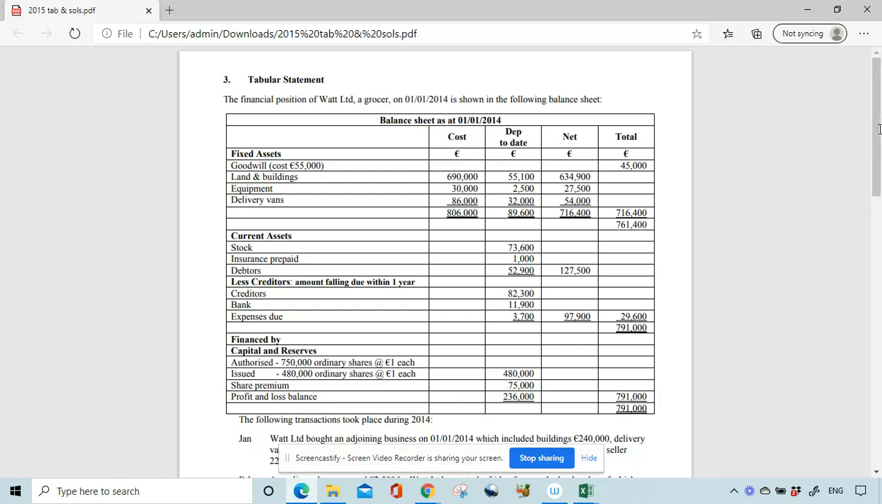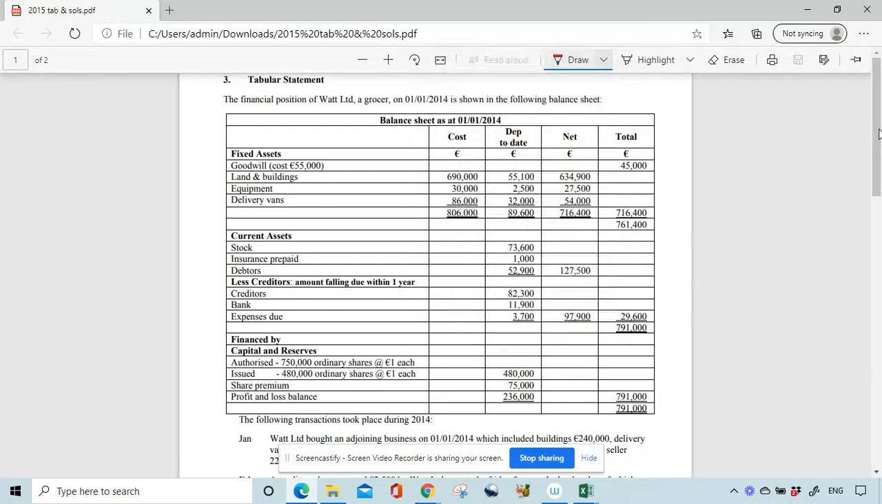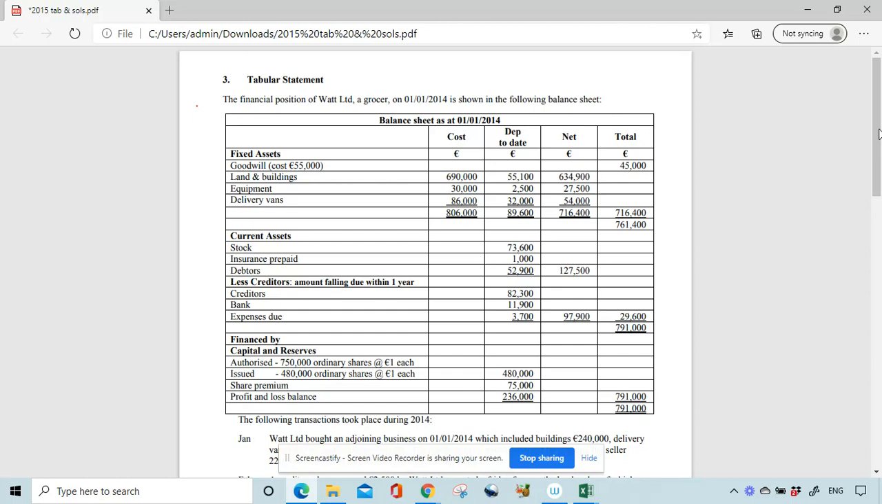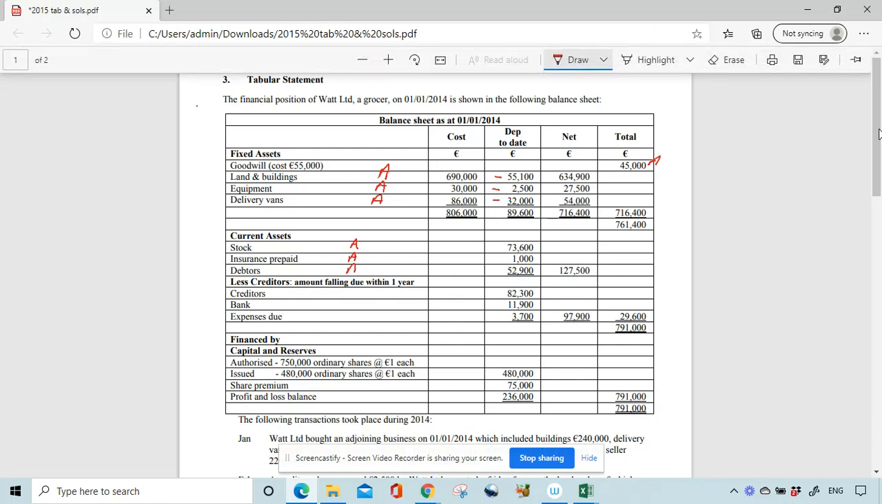You have your normal balance sheet here. So for your opening month, you're going to have goodwill as an asset, that figure, the 45,000. You're going to have land and buildings, equipment, delivery vans as assets. Remember, the depreciation is going to be a negative number. You're going to have stock as an asset, insurance prepaid, and debtors. These are all your assets. Creditors liability, bank overdraft liability, expenses due. Your issued share capital, 48,000, your share premium, and your profit and loss balance.